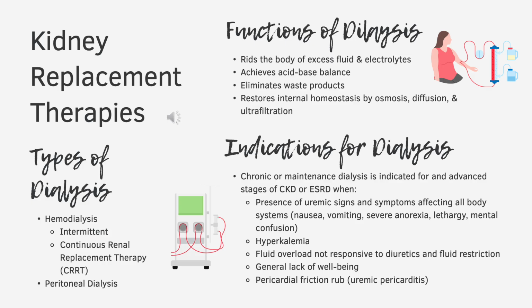So moving on to the types of dialysis. So hemodialysis is the most common form, and it can be performed intermittently, which is 3 to 4 times a week, usually for 3 to 4 hours at a time. Or we can also have continuous renal replacement therapy. And this is for very critical patients.